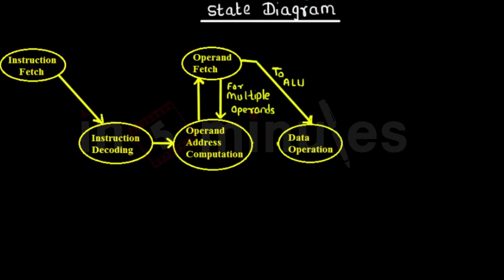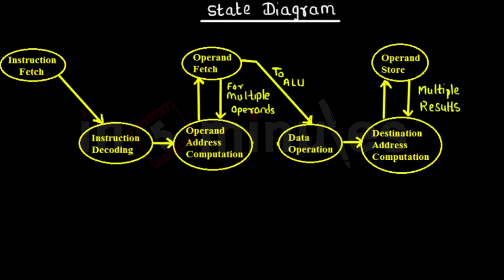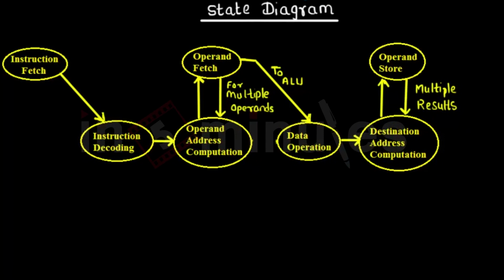After operands are fetched, it goes to the execute stage. That is, it goes to the ALU and the data operation that is specified in the instruction is performed. After data operations are performed, we compute the address of the destination if specified in the instruction. If it is implicit, then we just go and store the operands in that destination address. Now again, for multiple results, these steps are repeatedly executed. Now basically we have completed the entire instruction execution.